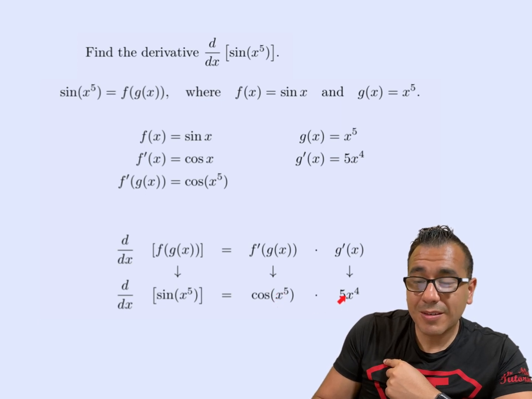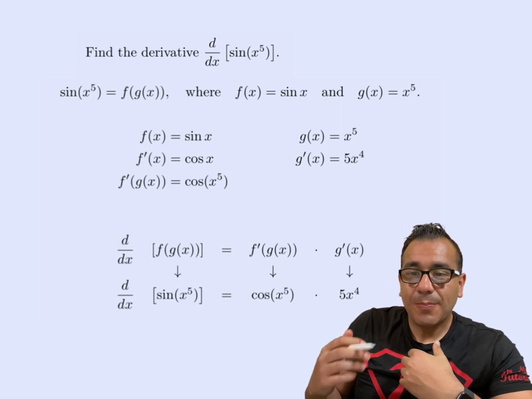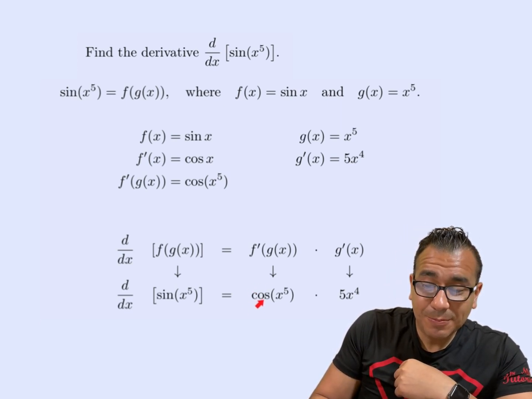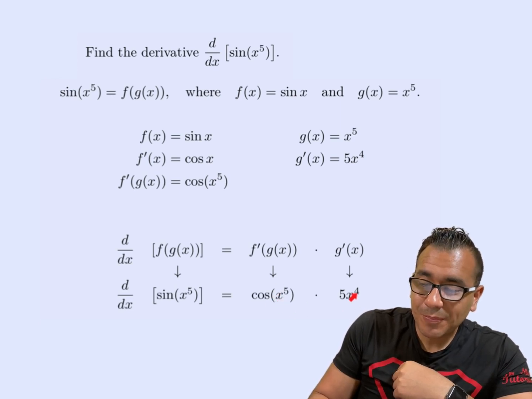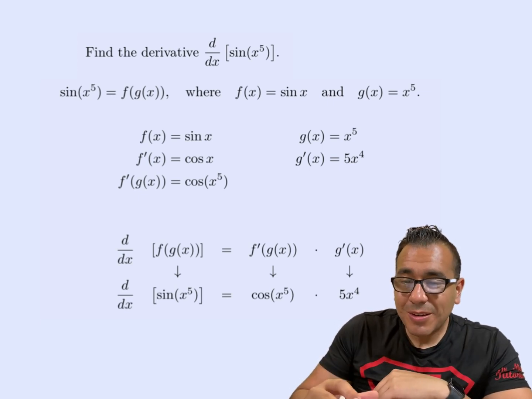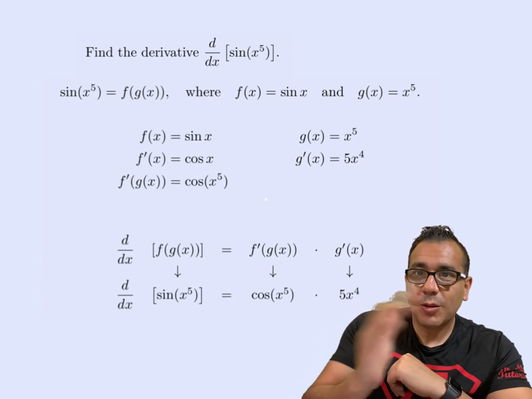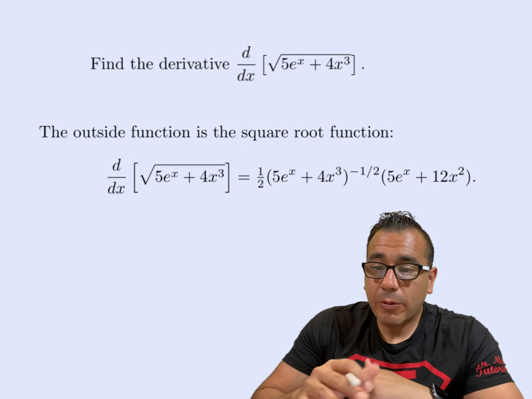Boom, there it is. And so again, the way I prefer to do it is find the derivative of the outside, leave the inside alone, times the derivative of the inside, right? And we're done. All right, so let's do another example using that logic. Follow me. All right, so let's look at this derivative of the square root function here.